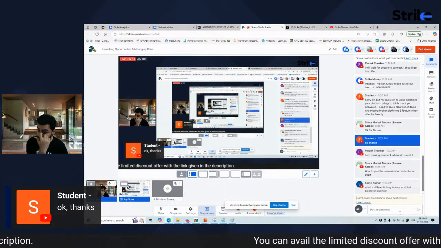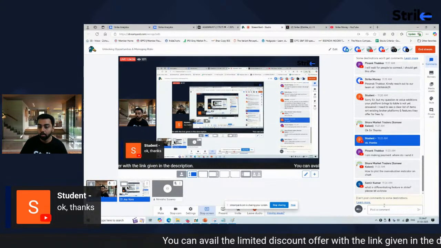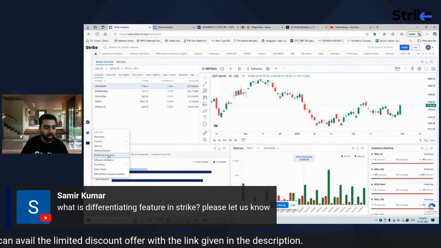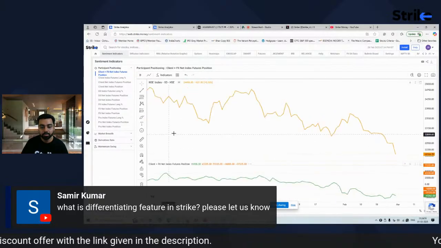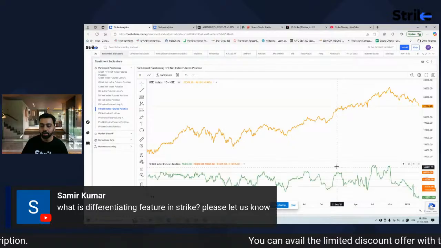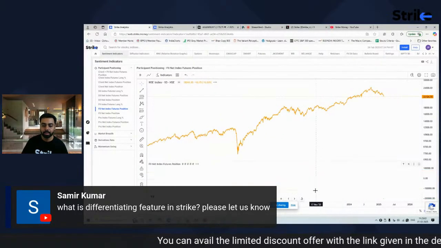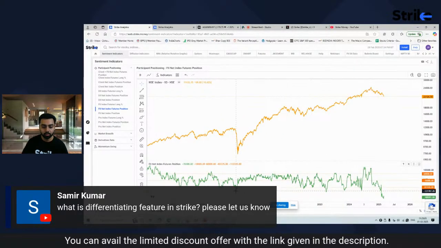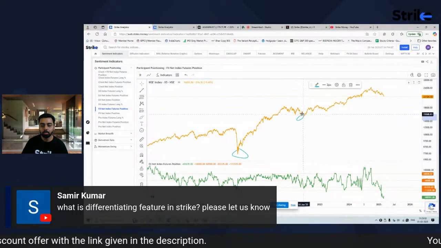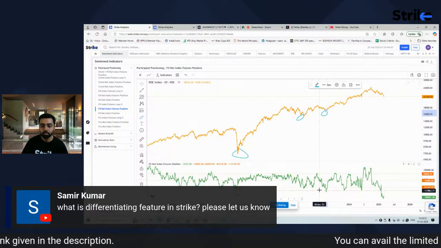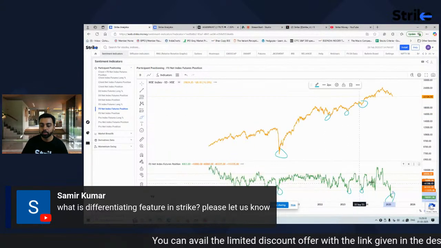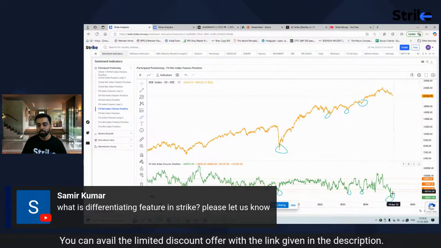What is the differentiating feature in Strike? Samir Kumar, we have something called sentiment indicators, like I mentioned to you. That gives you a lot of insight into how the market trends are. For example, FII positioning. Whenever they are extreme short, the market typically tends to bottom out, right? You can see over here, this time they are at record shorts. So you kind of understand the context.